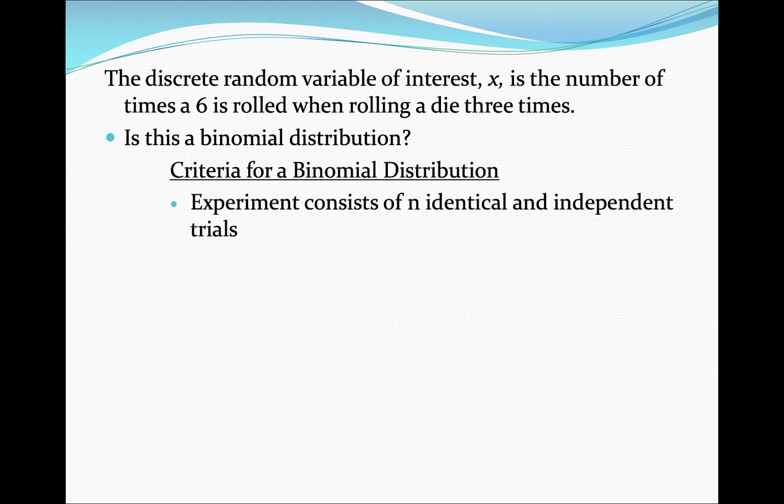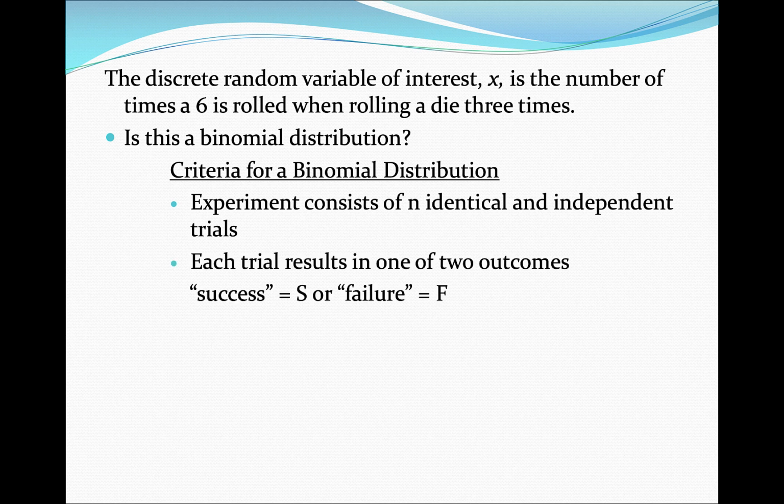The first thing is the experiment must consist of n identical independent trials. Binomial experiments are when you do the same thing over and over again. In this case, what are we doing? We are rolling the die 3 times, so we are doing the same thing 3 times. That means there are 3 identical and independent trials. Identical means you're doing the same thing. Independent means, in probability, that what I do on the first roll is not going to affect what I get on the second roll, which we know to be true. So these are 3 identical independent trials, and we satisfy that characteristic for the binomial.